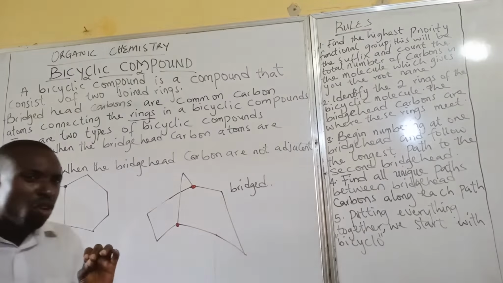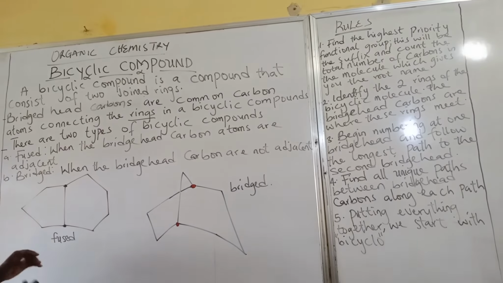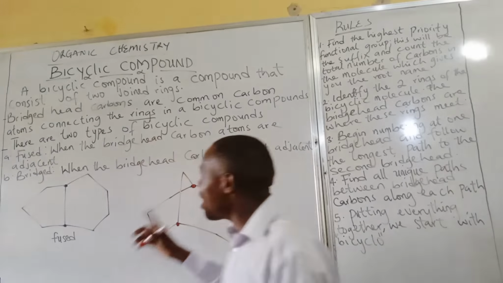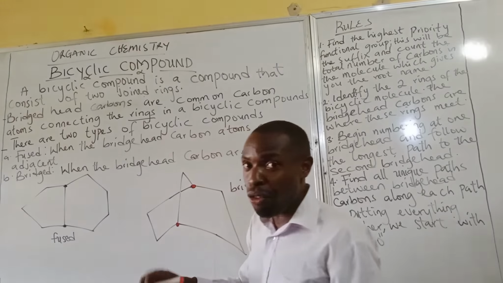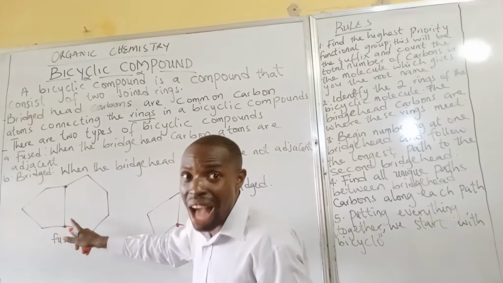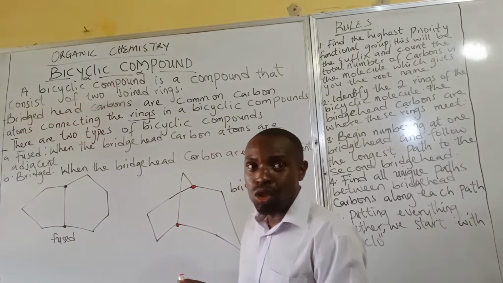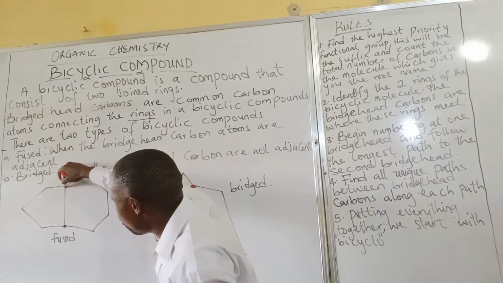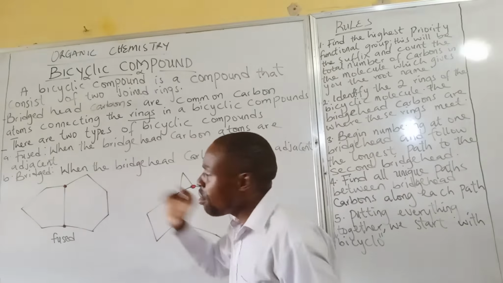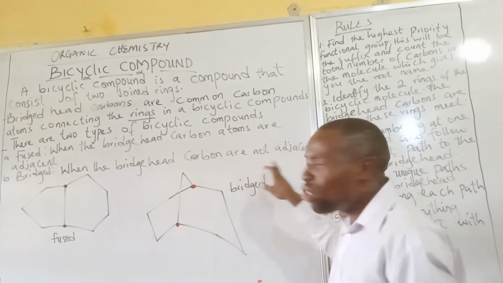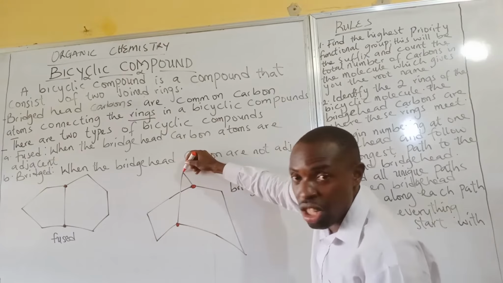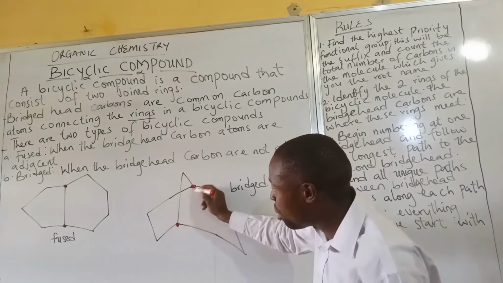Now, basically, we have two types of bicyclic compounds. One is what we call fused. We say fused when the bridge-head carbon atoms are adjacent. An example of a fused compound is what you are seeing here, where these two bridge-head carbons are adjacent to one another, as you can see right here on the board. Then what we call a bridged compound is when the bridge-head carbons are not adjacent. The opposite of bridged is fused. You see now, this is a bridge. These two carbons here are the bridge-head carbons.